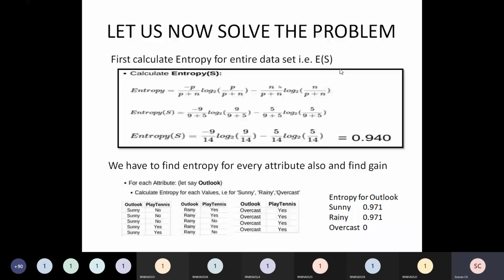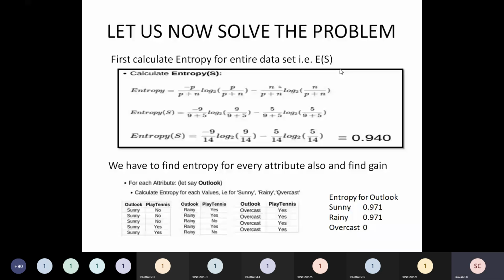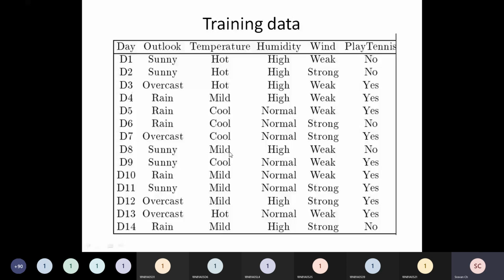Information gain should be calculated for every attribute. So what I will do, I'll take one attribute. We have to find entropy for every attribute also, and find the gain. So let us go with outlook as our first attribute. Now if you observe here, friends, go to the data set, please observe carefully. What are the possible values for outlook? Sunny, overcast, rainy. For outlook we have only 3 possible values.